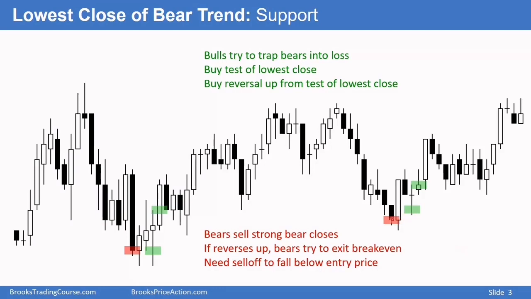Bears and bulls are trying to buy the low close, expecting the market to go higher, and they'll buy above the reversal bar, expecting that bears will give up, which they did right here. Here, the bears were able to get out break even. The bears who sold this low close. Here, the market did not get down to their entry price, and the bears got trapped, and they gave up as the market went higher.